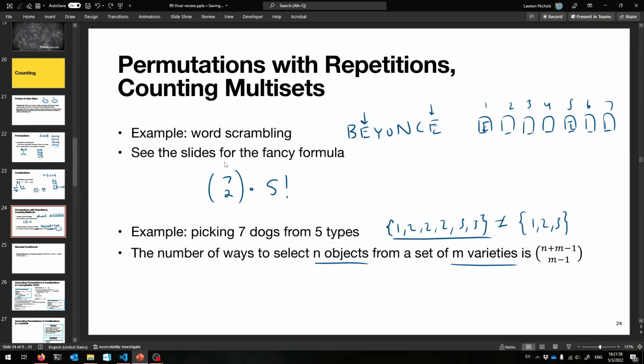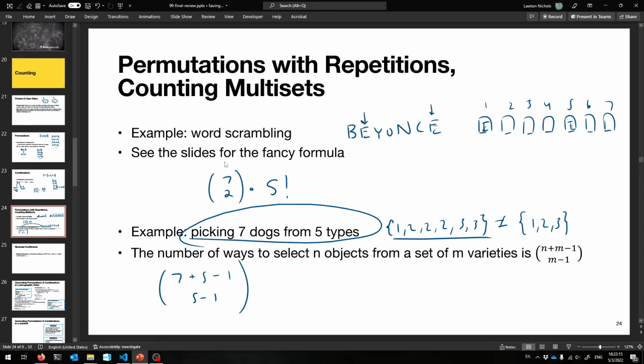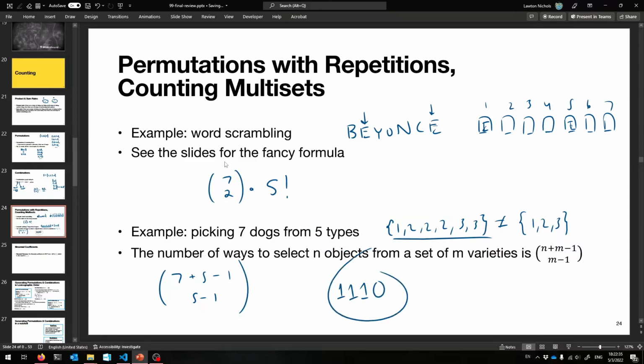So the number of ways to select n objects from a set of m varieties is this. For example, if I had 7 dogs in 5 types, it would be 7 plus 5 minus 1, choose 5 minus 1. And the reason for this is because you're trying to calculate all the binary strings of a certain form. This is how we can make binary strings out of this game that we're playing here. So the dogs that you pick will be 1s in our binary string, and then the types, we'll separate the types by 0s. So if I want 3 dogs of the first variety, I put 1, 1, 1, and then I'm ready to pick dogs from the second variety, I put a 0. And so we can translate this into counting binary strings. That is our trick.